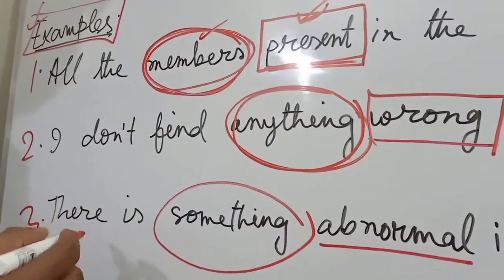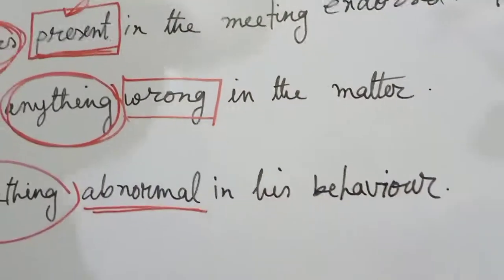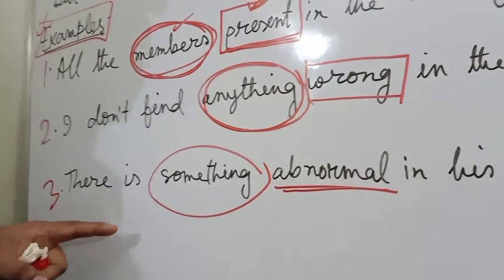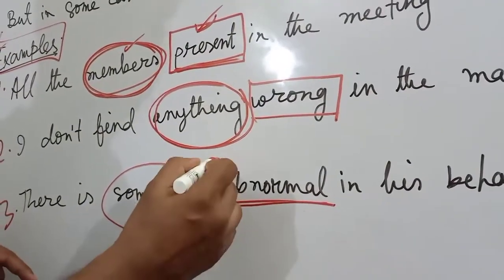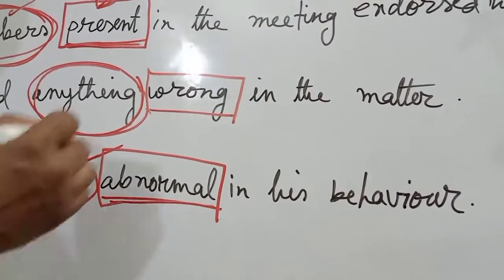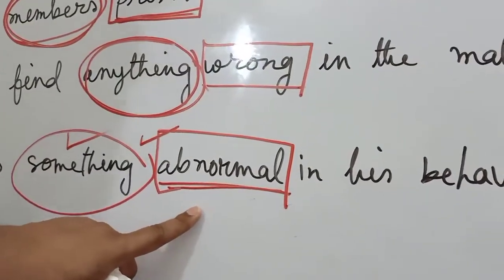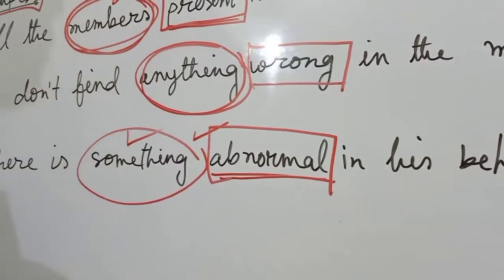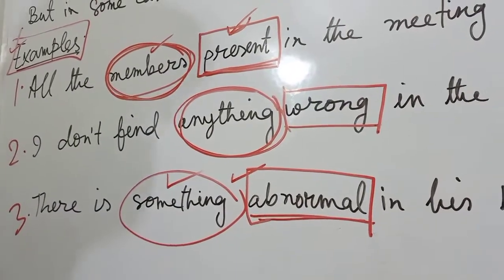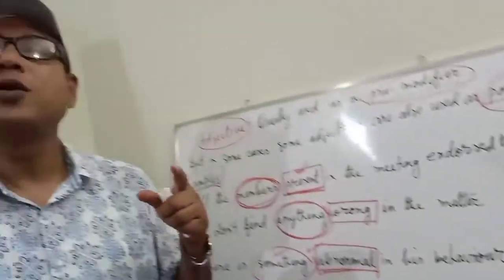In example 3, there is something abnormal in his behavior. Abnormal is usually used as a pre-modifier, but here this word abnormal is an adjective and it is placed after something and used as a post modifier. So we have learned that in some cases adjectives can also be used as post modifiers.